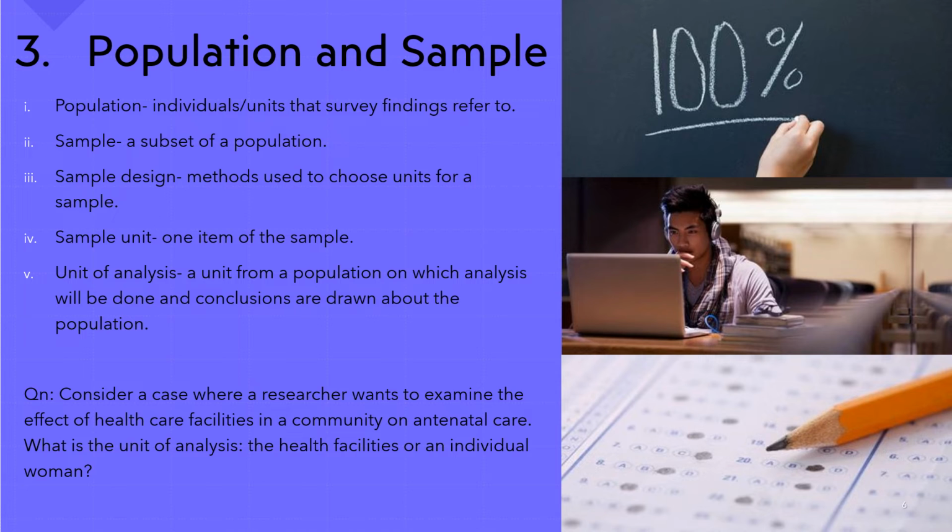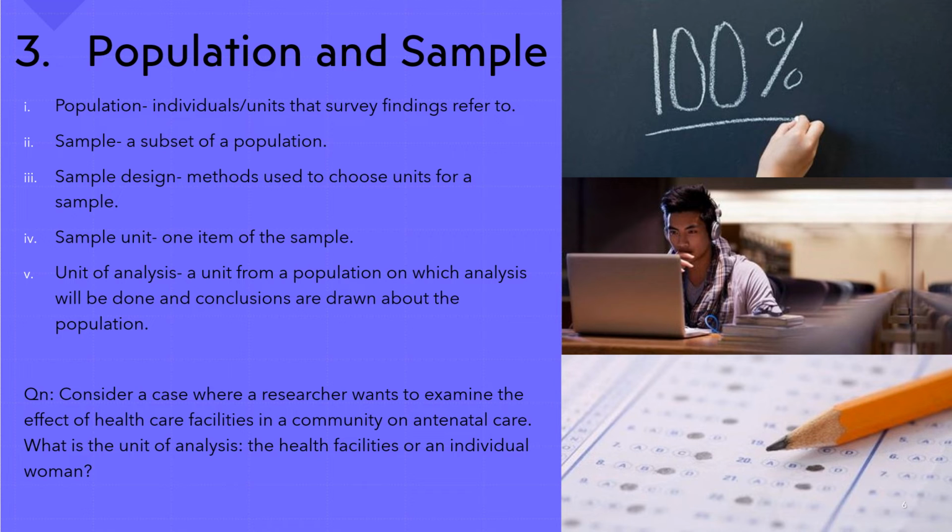So next we'll be describing population and sample. We will first start by describing the various terms that will be used. The first term is population, which refers to individuals or units that survey findings refer to. And then 2, we have a sample, which is a subset of a population. We have sample design. These are methods used to choose units for a sample. And then we have a sample unit, which refers to one item of the sample.